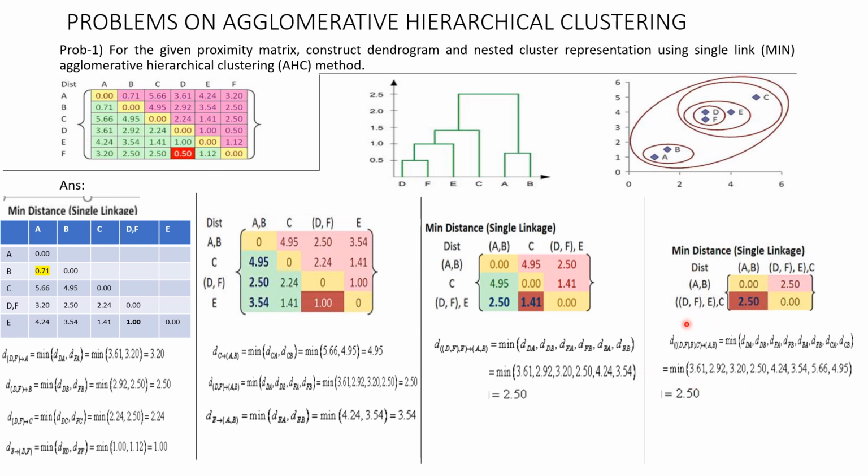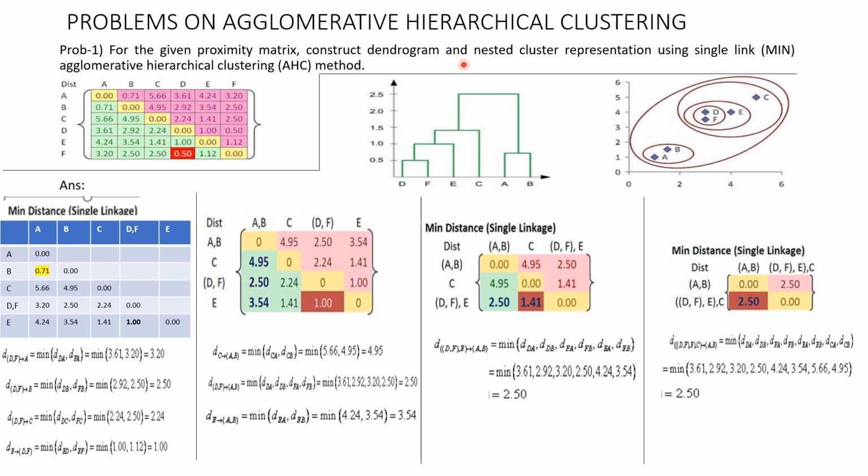So what has happened now? Initially you started with 6 points, right? Now you merged all those points and got a single cluster. That is called agglomerative hierarchical clustering, because you started with 6 different points and then you got one big cluster. Now you have to show that in the form of a dendrogram. That's what he has asked here.